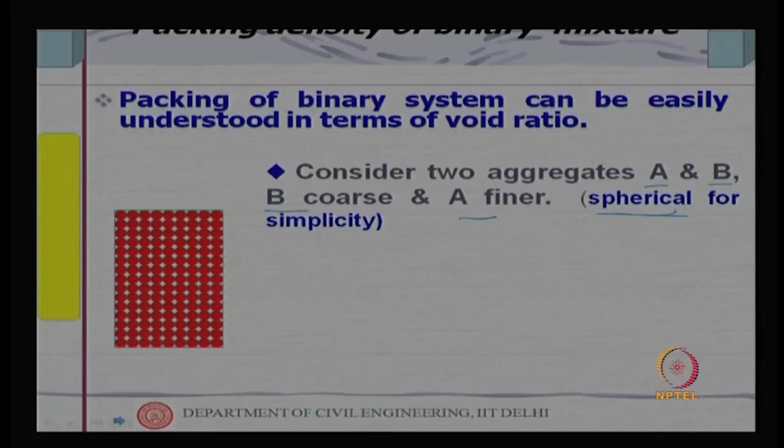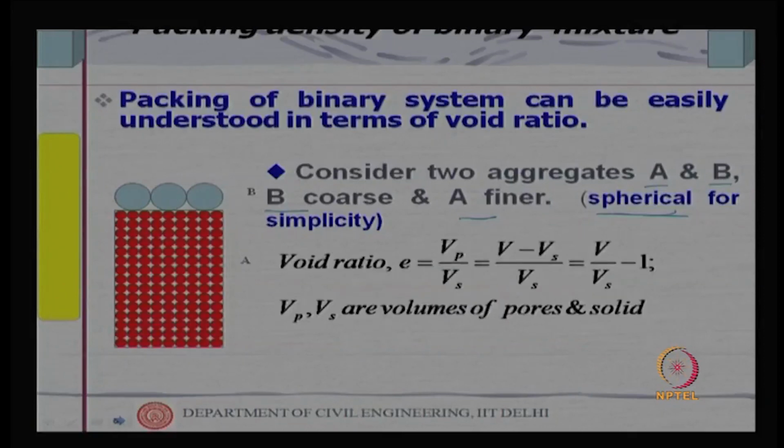Supposing you have all fine material, let us say this is A and this is B. If you add a small amount of B to A, total volume will increase by this quantity. I have just put them inside, and I can find out how the void ratio would change. What is void ratio?